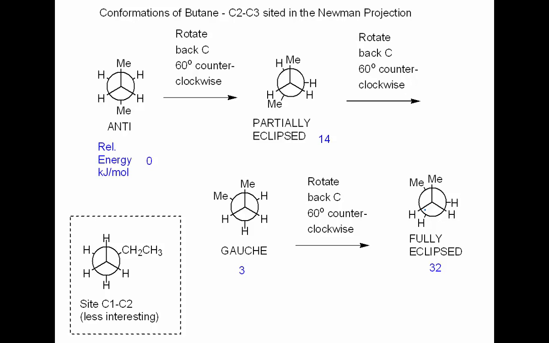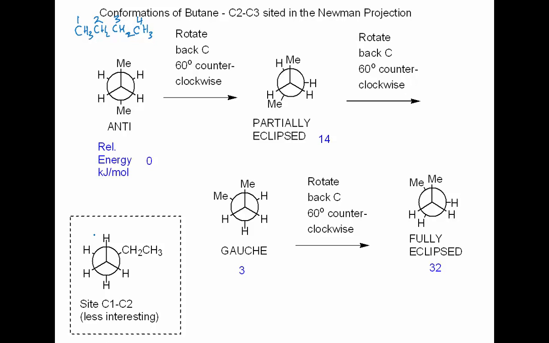Okay, so let's draw butane. Just for reference here, CH3, CH2, CH2, CH3, and the IUPAC numbering system would be like that. If you sight the C1-C2 bond, you get this Newman projection down here. This one is really less interesting. The only thing we have going on here is staggered and eclipsed. It's the same general issue that we saw with ethane.